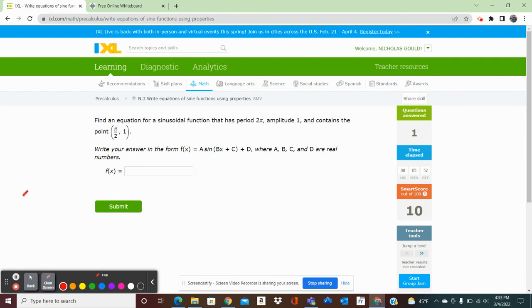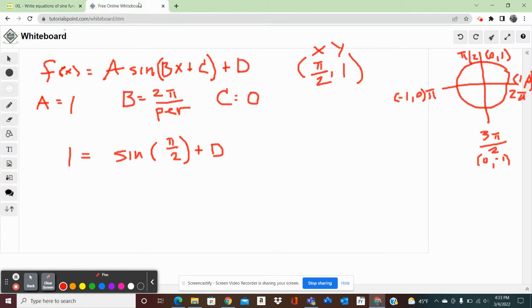All right, for our next problem, we have: find the equation for a sinusoidal function that has period 2 pi, amplitude 1, and contains the point pi over 2 comma 1. As we go to our whiteboard, we have our information. Our amplitude is 1, our period is 2 pi. So 2 pi divided by 2 pi, b will end up being 1. Let's write that information in. So b is 1. We set c equal to 0, and we want to find d.